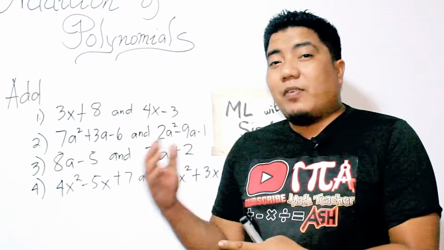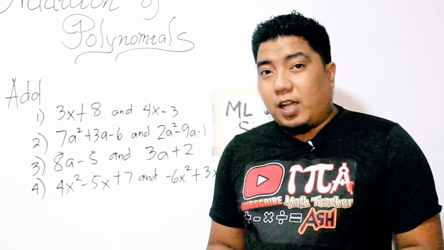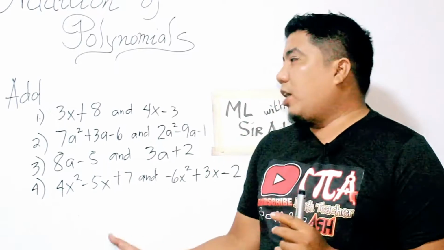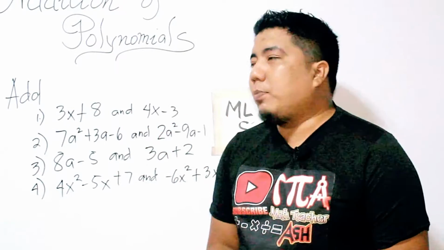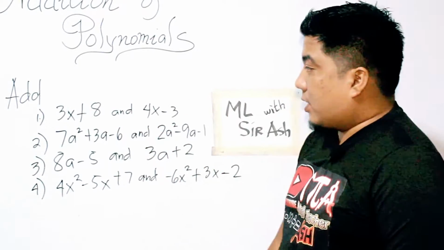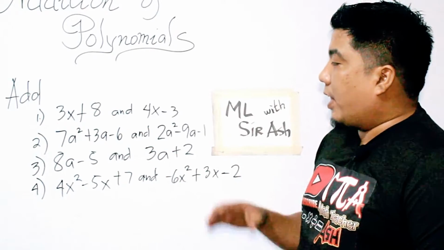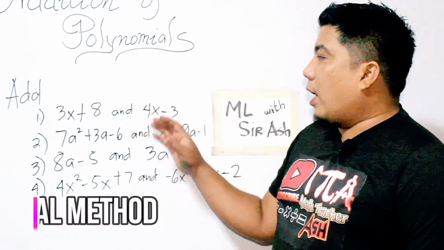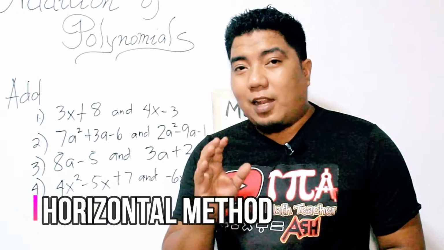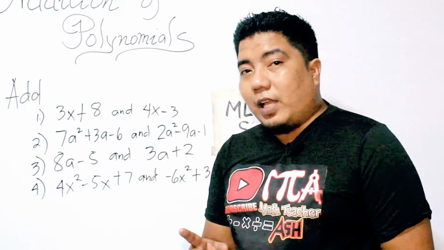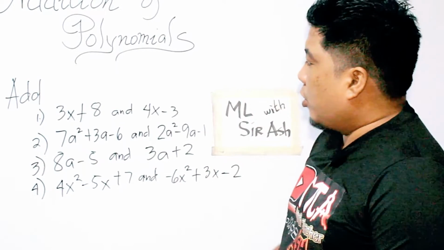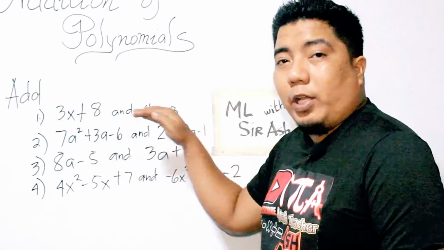Okay, math learners, we have here our exercises for us to have a concrete mastery of this topic, adding polynomials. So the first one is add 3x plus 8 and 4x minus 3. Now, we will use the horizontal method. First thing is to identify the common terms. So what is common between these two binomials?